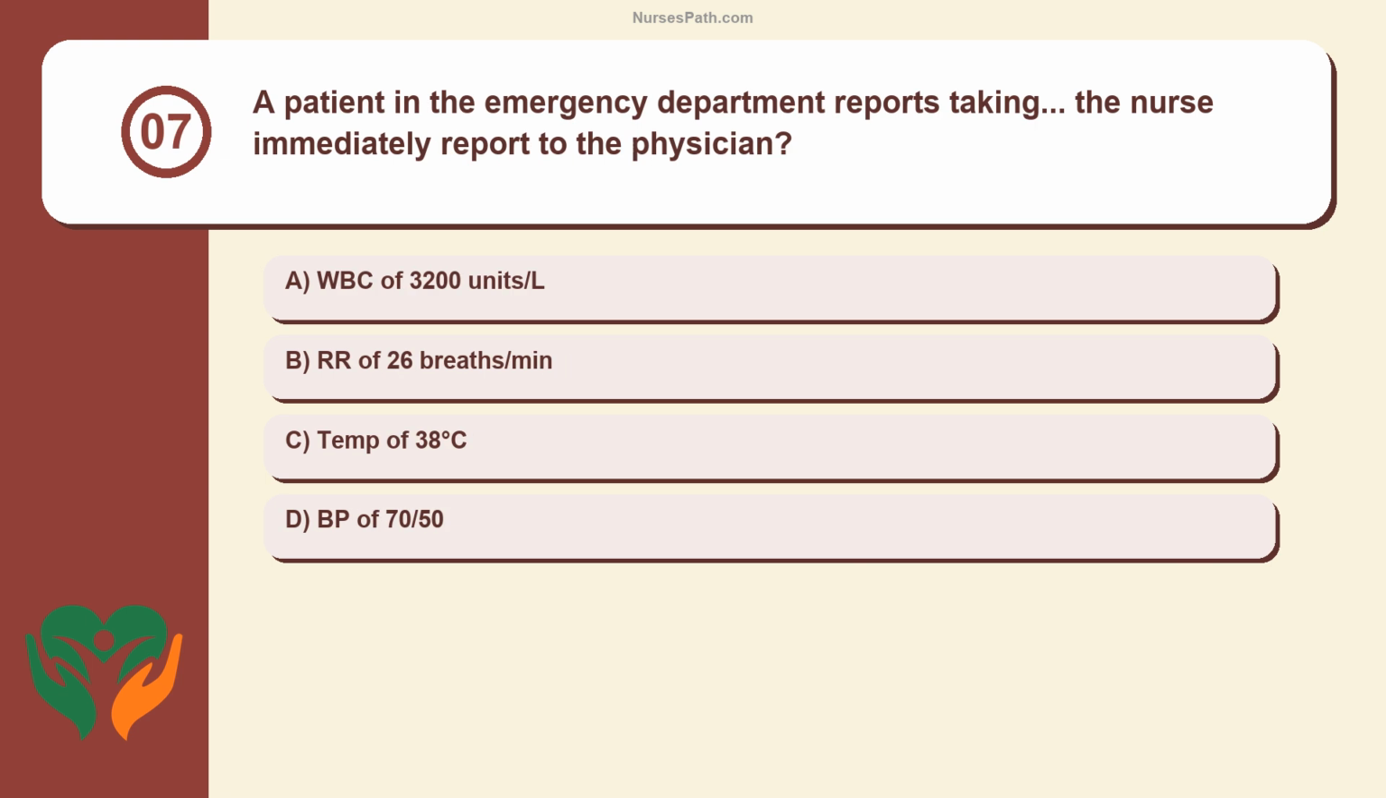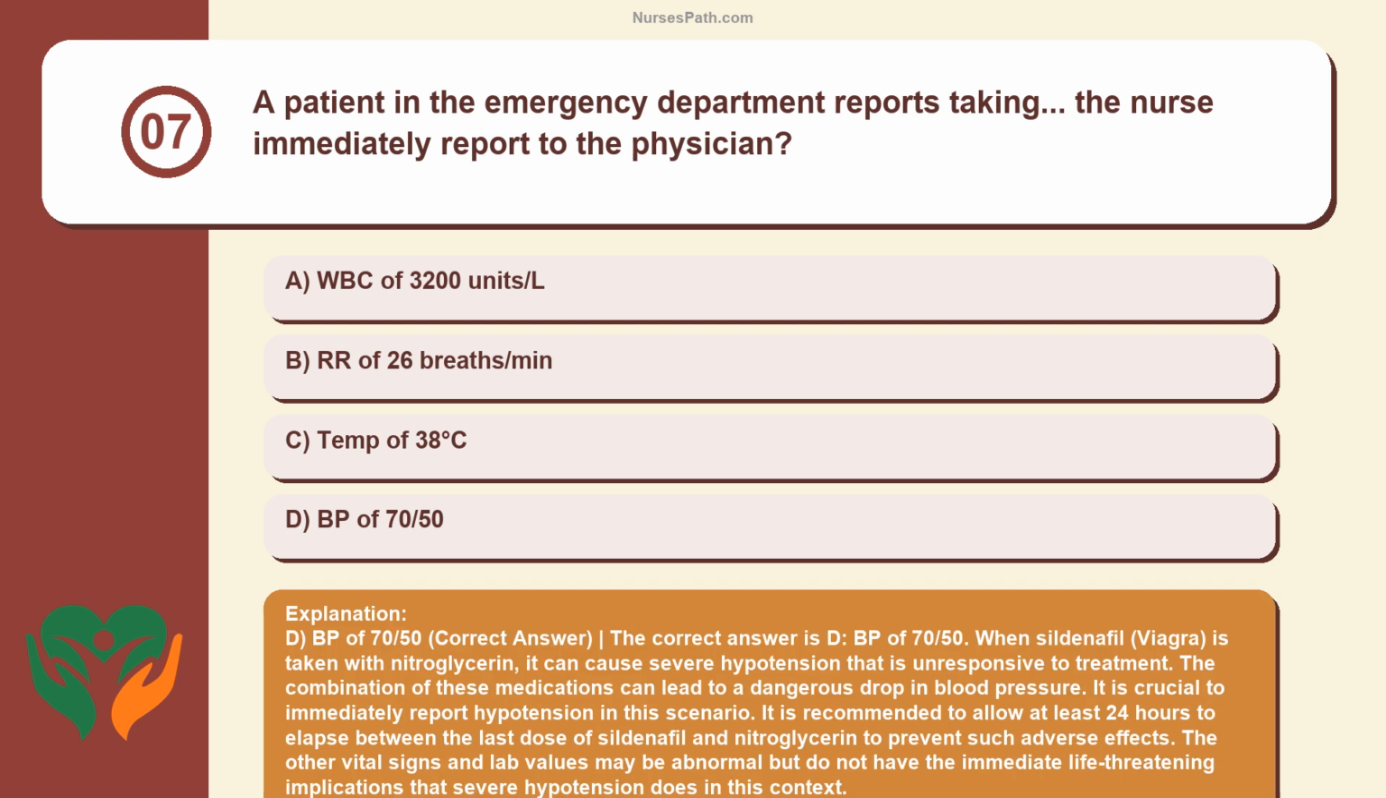Question 7. A patient in the emergency department reports taking sildenafil. Which finding should the nurse immediately report to the physician? WBC of 3,200 units/L, RR of 26 breaths/min, temp of 38 degrees Celsius, BP of 70/50. D, BP of 70/50. Correct answer. The correct answer is D, BP of 70/50.